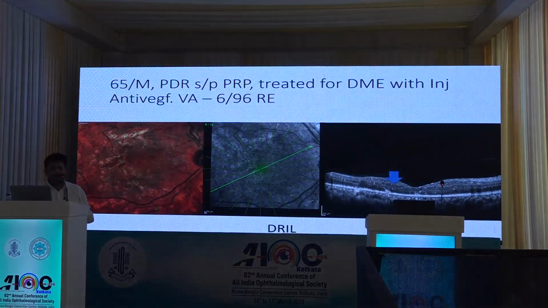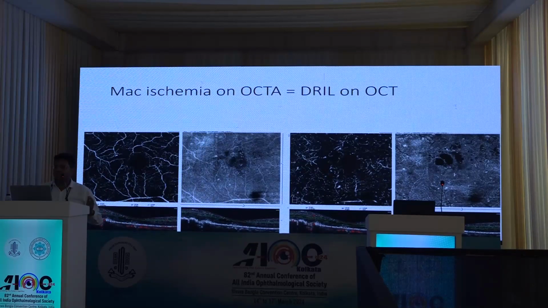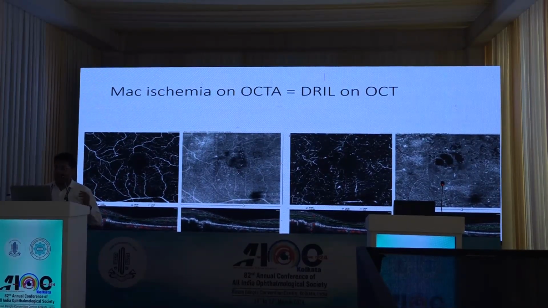Let me show you another case, a 65-year-old patient who was diagnosed with proliferative diabetic retinopathy and treated for diabetic macular edema with anti-VEGF injection. Now you can see here on the OCT B-scan that the macular edema is resolved, but the visual acuity hasn't improved much at all. When you do the OCT angiography in this patient, you will see a lot of areas of capillary dropouts in the superficial and the deep capillary slabs, which is clearly suggestive that there is extensive macular ischemia, and that is the reason why the visual acuity of this patient has not improved despite having a dry macula.